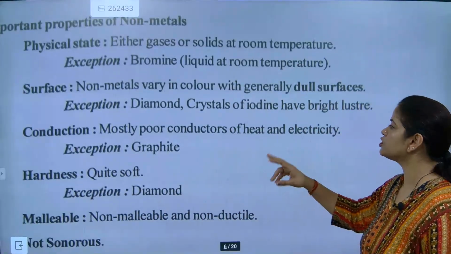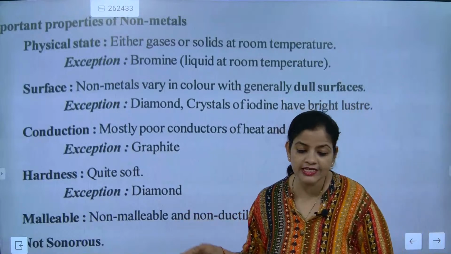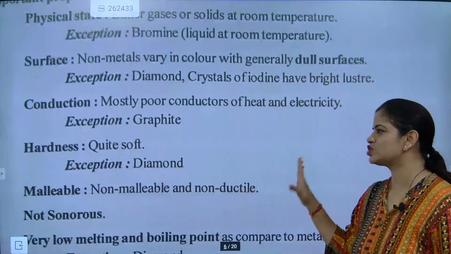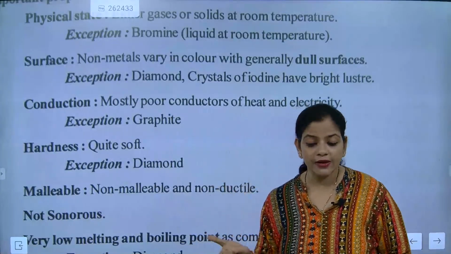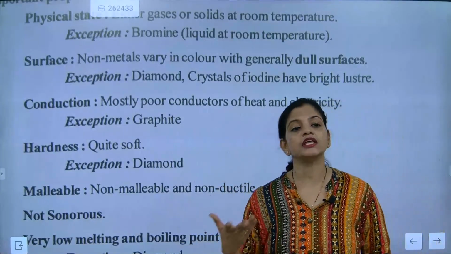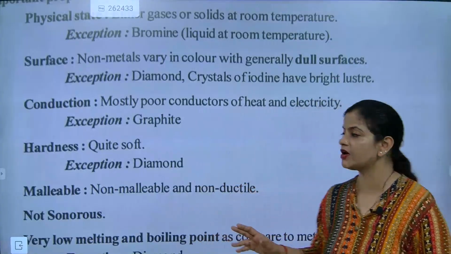Now, conduction: non-metals are mostly poor conductors of heat and electricity, but the exception is graphite. Next, quite soft, but the exception is diamond. Okay, beta, diamond is what? Diamond is an allotrope of carbon.